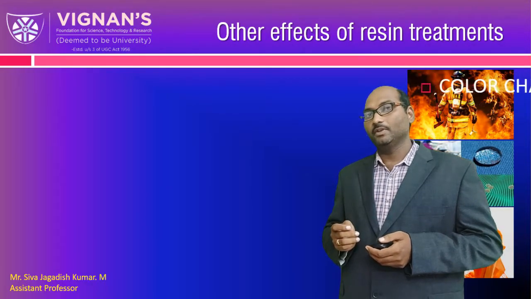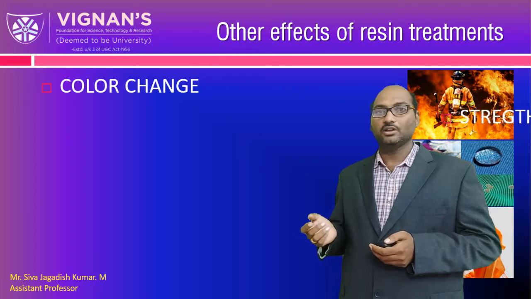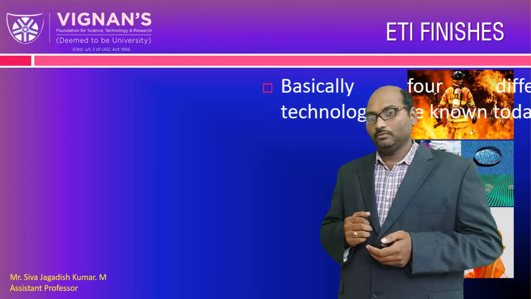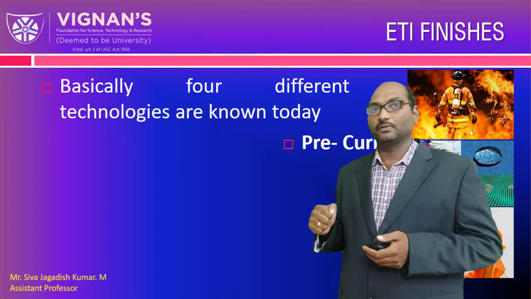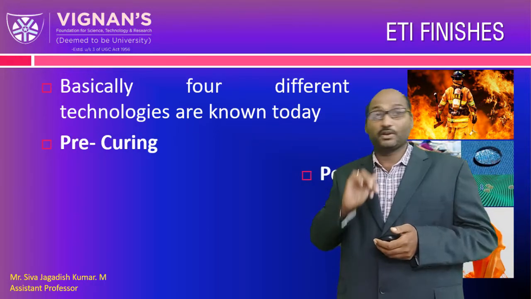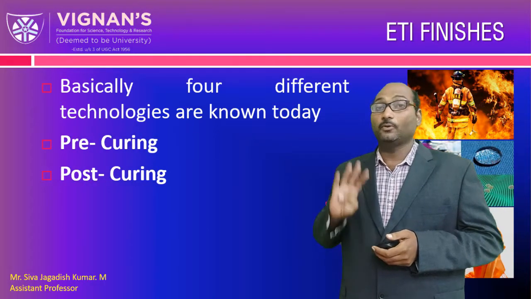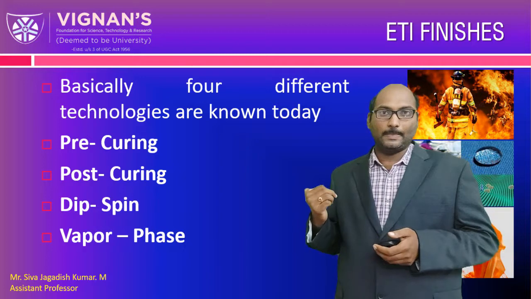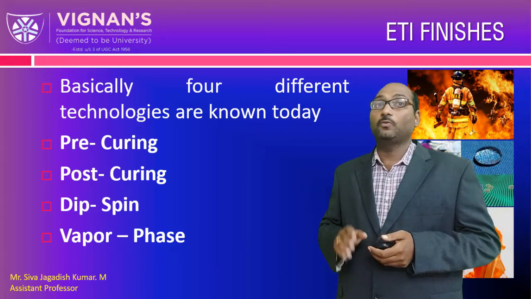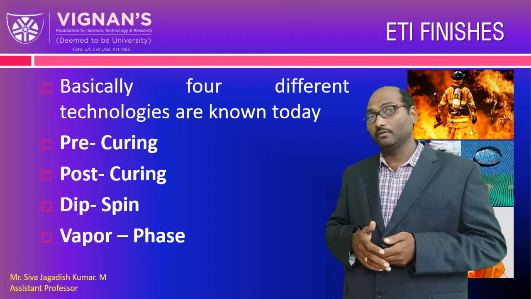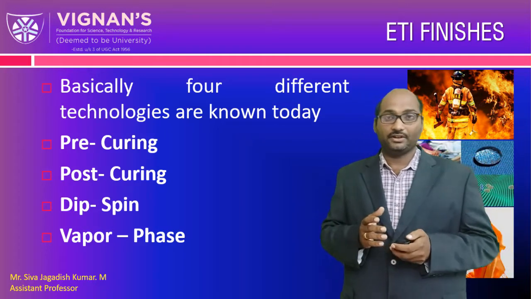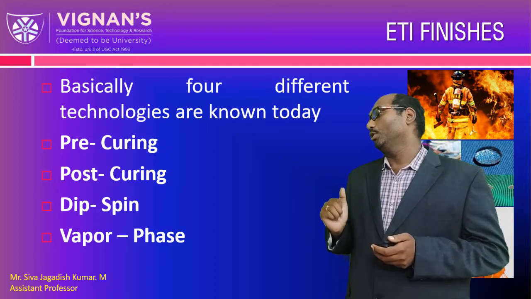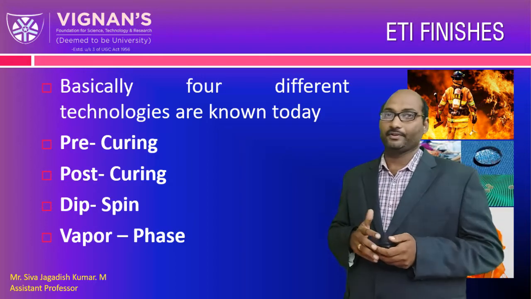Okay. Apart from this, the other things are color change and strength loss. Okay. So this is about the basic finishes. Now let's see the process, how this easy-care or this durable press is done. So basically there are 4 techniques. We have already discussed one, that is the dip spin. We will see. So basically there are 4 different technologies which are known for this wrinkle resistance or crease recovery. Those are referred as pre-curing, post-curing, dip spin, vapor phase.